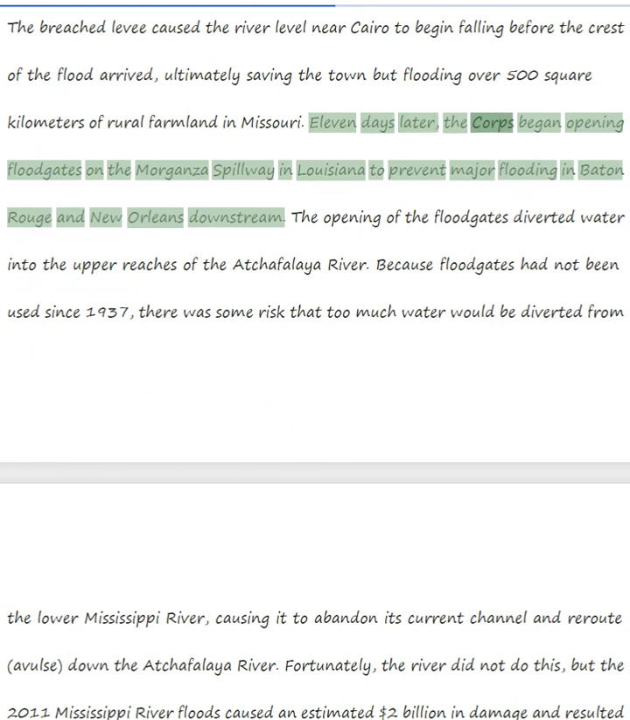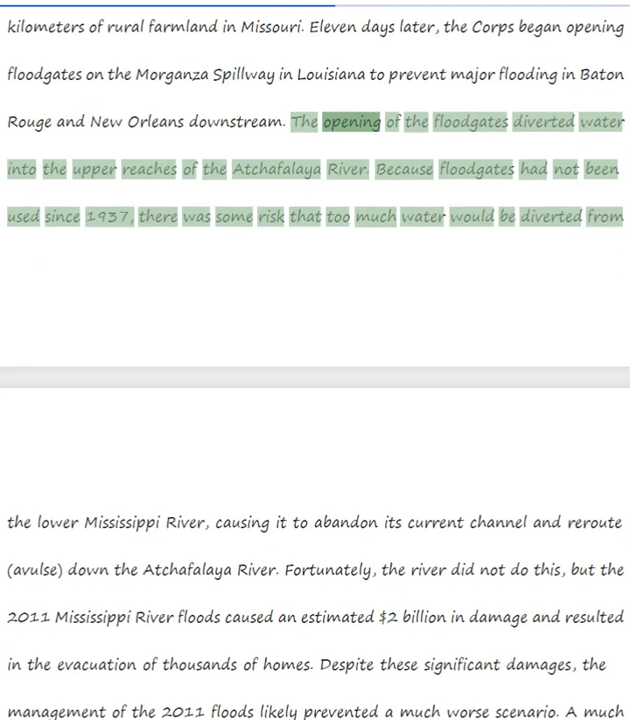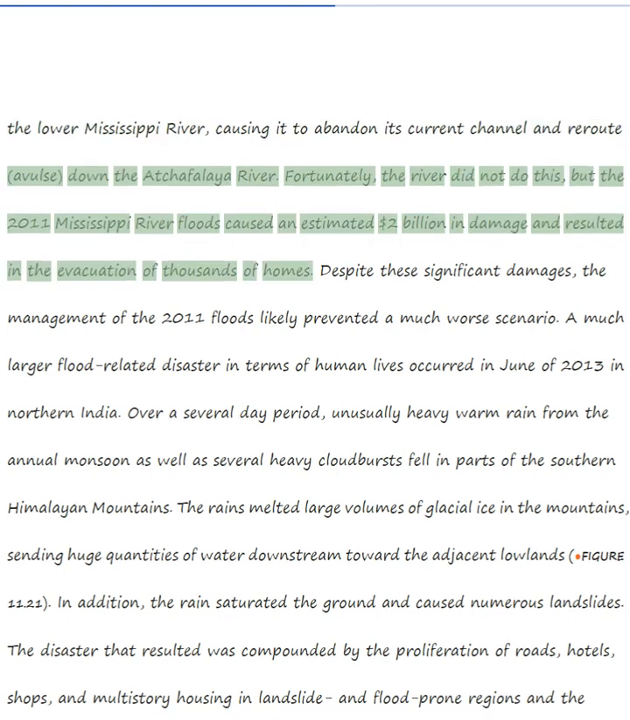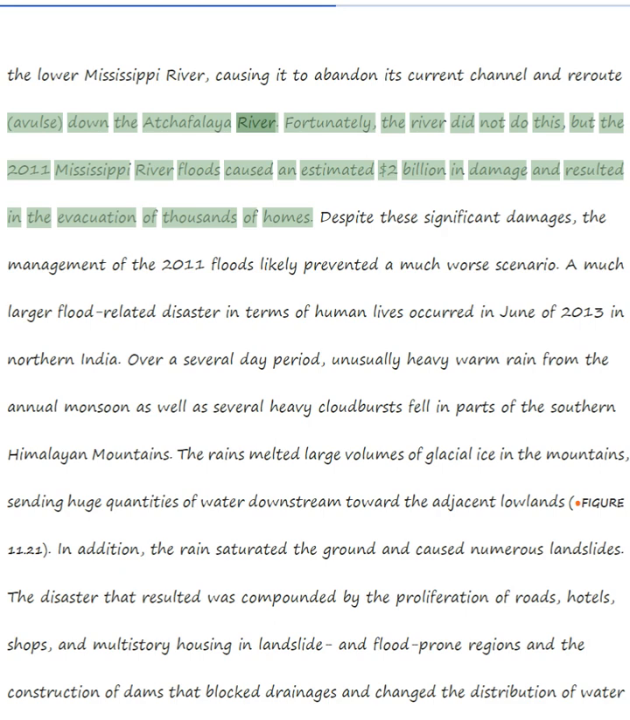11 days later, the Corps began opening floodgates on the Morganza Spillway in Louisiana to prevent major flooding in Baton Rouge and New Orleans downstream. The opening of the floodgates diverted water into the upper reaches of the Atchafalaya River. Because floodgates had not been used since 1937, there was some risk that too much water would be diverted from the lower Mississippi River, causing it to abandon its current channel and reroute down the Atchafalaya River.